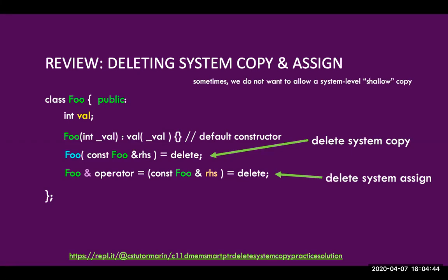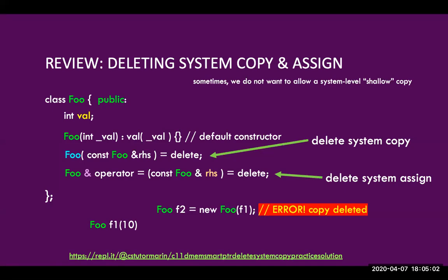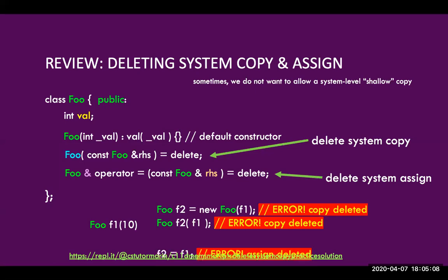And we'll see that the smart pointers in the standard smart pointer library that we'll look at will actually delete some of their system level constructors to avoid problems. So we'll talk a little bit about that. Right, so if we did F2 equals new foo F1, that would be an error because we can't copy. And similarly, that's a copy. And the third one there is an assignment, okay?